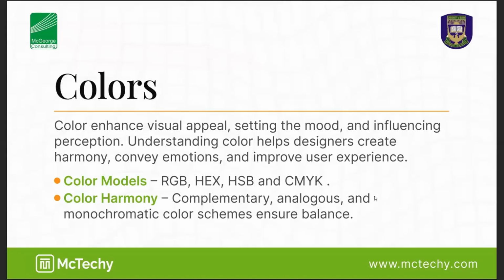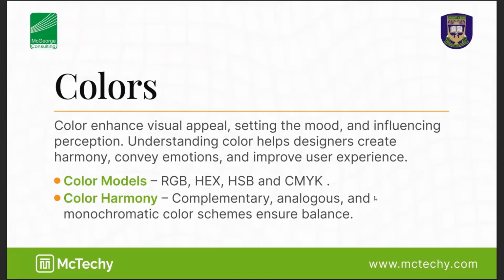You have the RGB. RGB stands for red, green, and blue. We have the hex, that's hexadecimal. We have HSB, hue, saturation, brightness. We have CMYK. You can look at that on the web. You can see all of those names there. They are acronyms. They are different models. Most of the time, it depends on the particular software or app you're using.